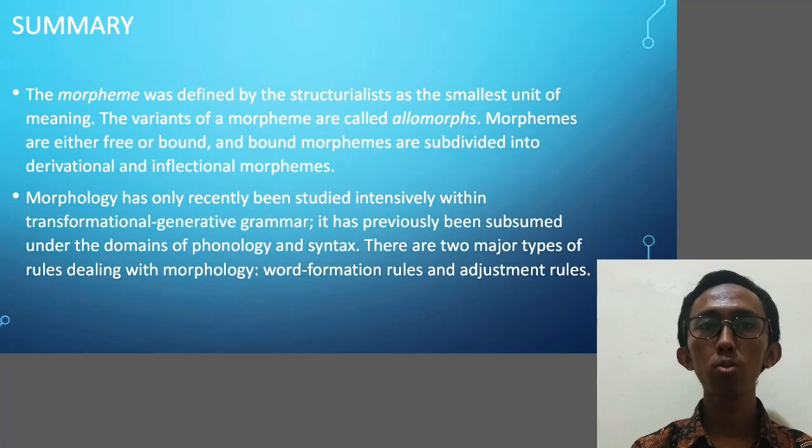From both of the two speakers' explanations, we can conclude that the morpheme was defined by the structuralists as the smallest unit of meaning. The variants of a morpheme are called allomorphs. Morphemes are either free or bound, and bound morphemes are subdivided into derivational and inflectional morphemes. Morphology has only recently been studied intensively in transformational generative grammar. It has previously been subsumed under the domains of phonology and syntax. There are two major types of rules dealing with morphology: word formation rules and adjustment rules.